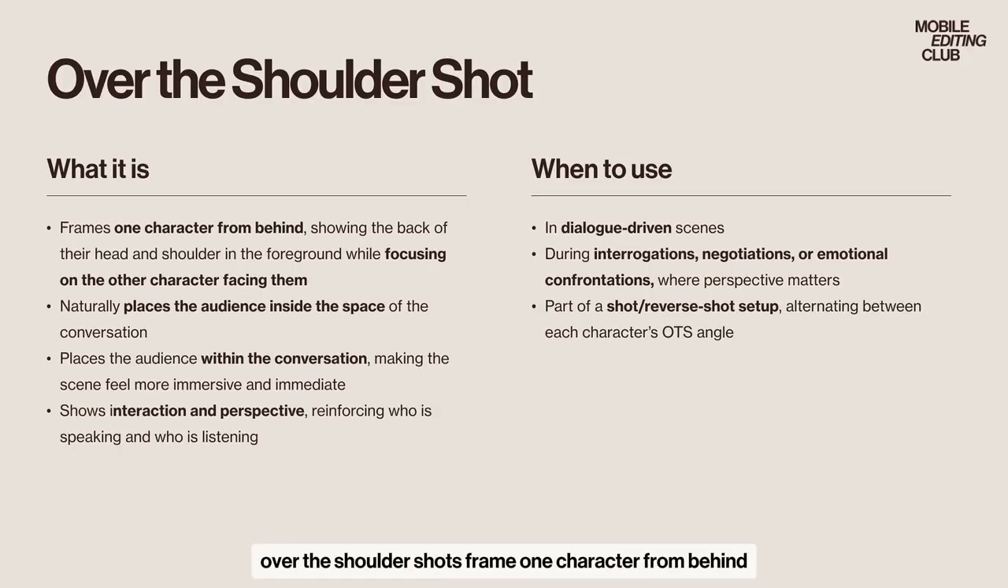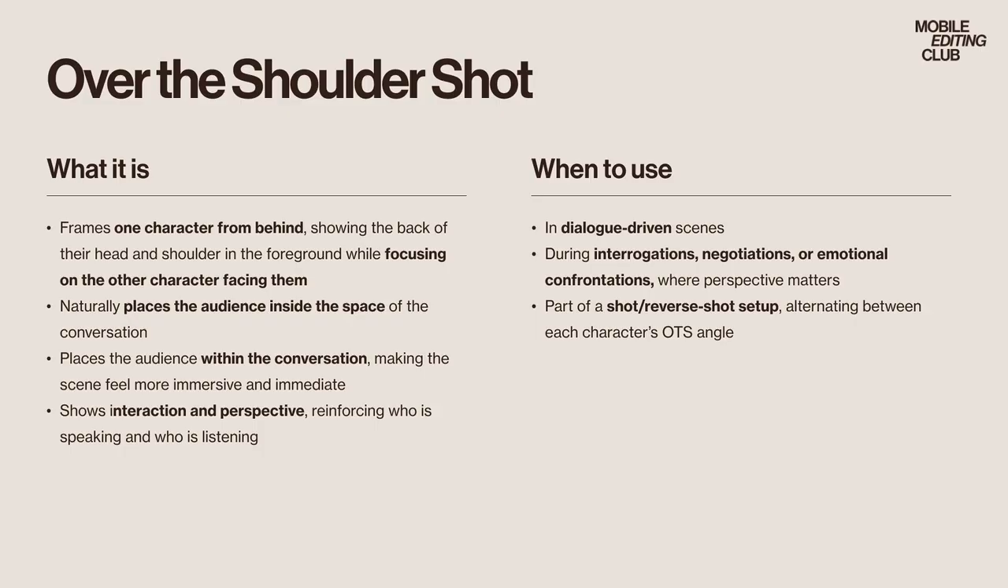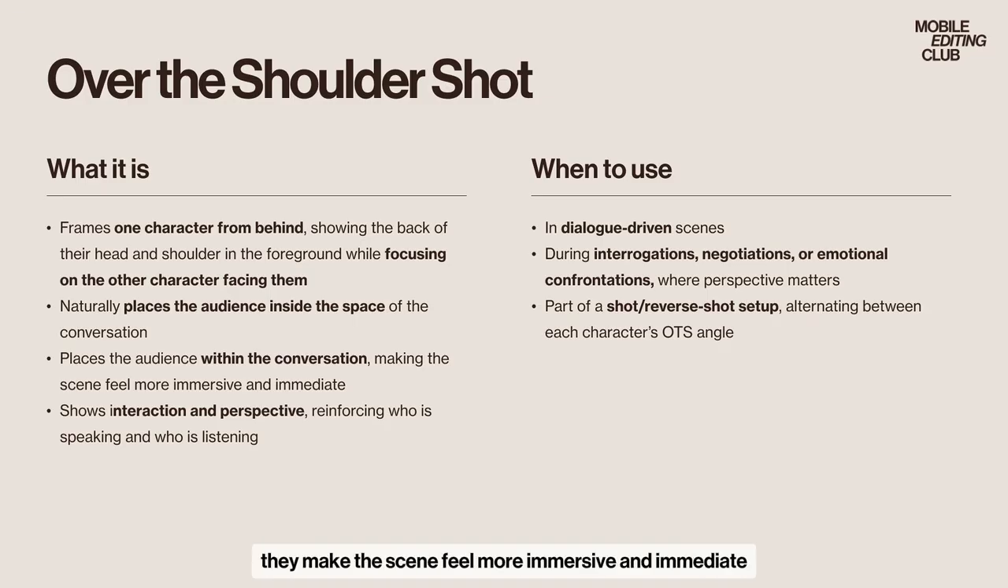Over-the-shoulder shots frame one character from behind, showing the back of the head and shoulder in the foreground while focusing on the other character facing them. This creates depth and layers within the frame. They naturally place the audience inside the space of the conversation. You're not observing from outside. You're positioned within the interaction itself. They make the scene feel more immersive and immediate. The audience becomes a participant rather than a distant observer.